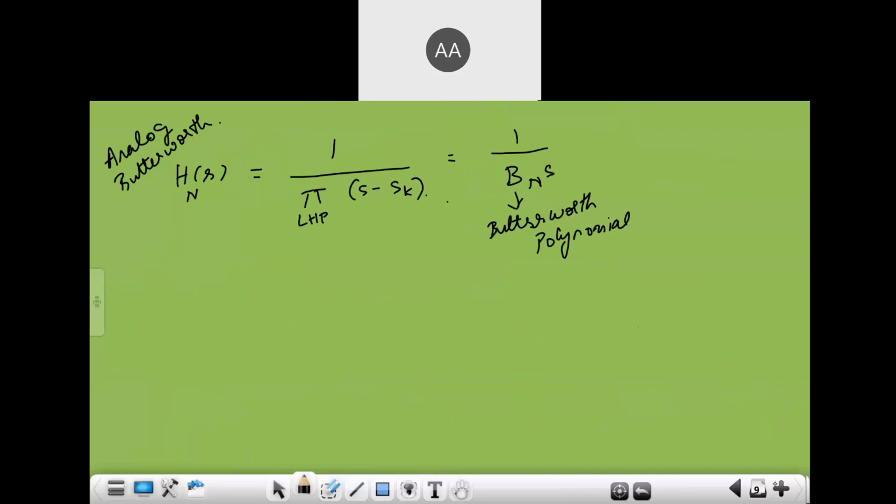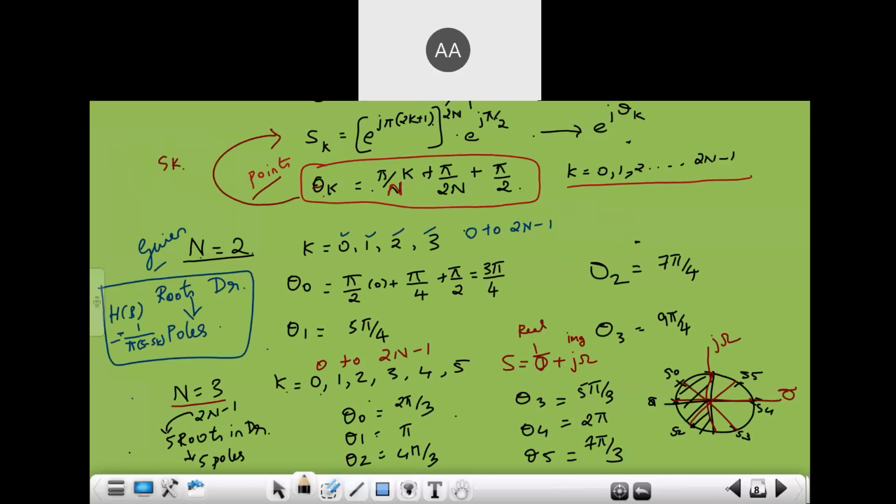So for a Butterworth polynomial of, suppose n is equal to 1, what happens here? Here n is equal to 2 is there. N is equal to 1 means you have just how many values? 0 to 2n minus 1. 2n means 2 into 1, 2 minus 1 is 1. 0 and 1. Right? So the theta values that you have will be what? Theta naught and theta 1. Theta naught and theta 1.